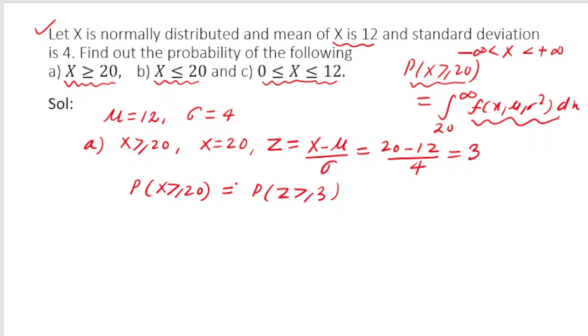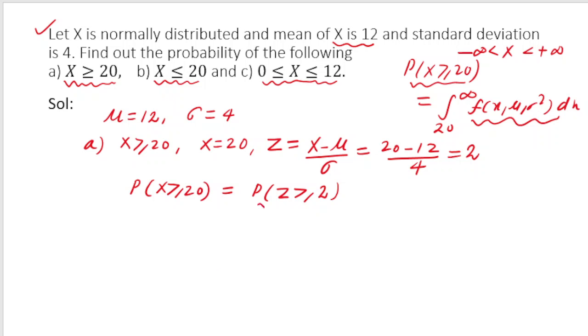I think I already made a mistake. Have you noted it? It is not 3. 20 minus 12 by 4 is 8 by 4, so basically it should be 2. I might have made this kind of mistake earlier also. But as you know, to err is human and to forgive is divine. So please forgive me. You are all divine people, yeah? So we have to calculate the probability for z greater than or equal to 2.